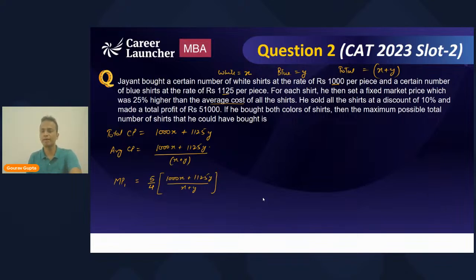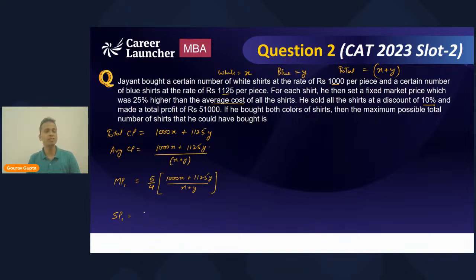All right, fine. I hope all of you are clear after this part. So, the market price of each shirt is 25% higher than the average cost price. So, this will become the market price of each shirt. Now, after putting the market price, he sold all the shirts at a discount of 10%. So, I can say that the selling price of each shirt will be equal to 10% discount.